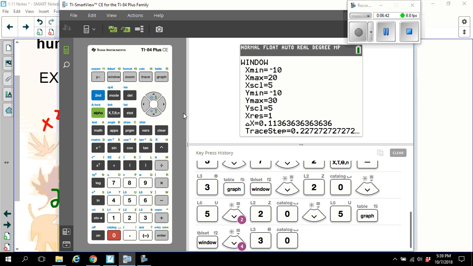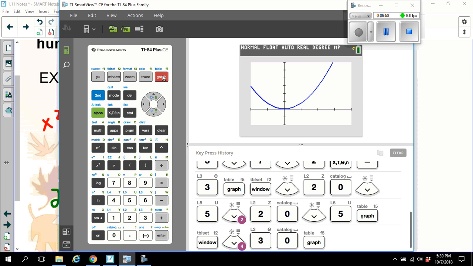Now, as I said before, to know what to make your window, it is just a trial and error process. If you still can't see it, either make it bigger or smaller along the x or y axis. So since I changed my y max to 30, keeping everything else the same, I'm going to graph again. So there's our quadratic. There we go. Now we figured out where they intersect, and they intersect twice.